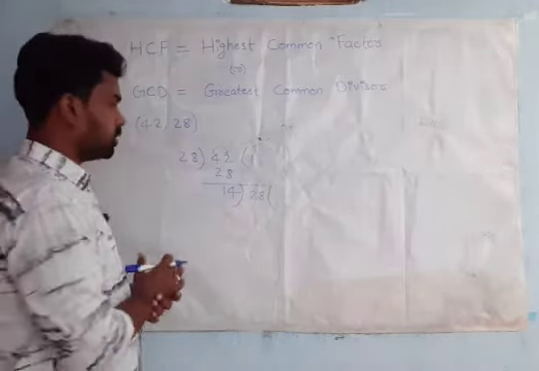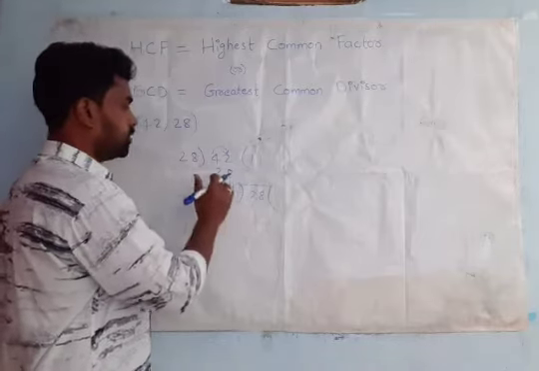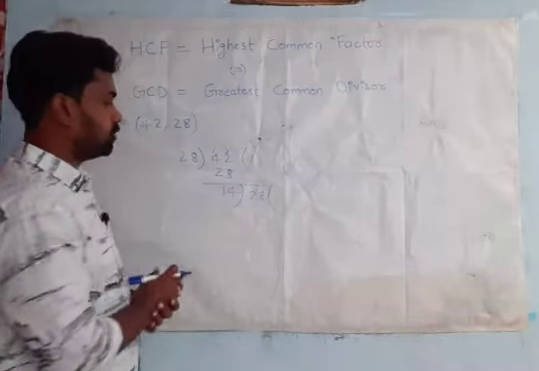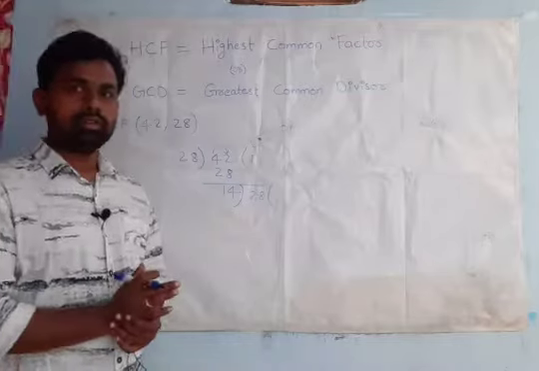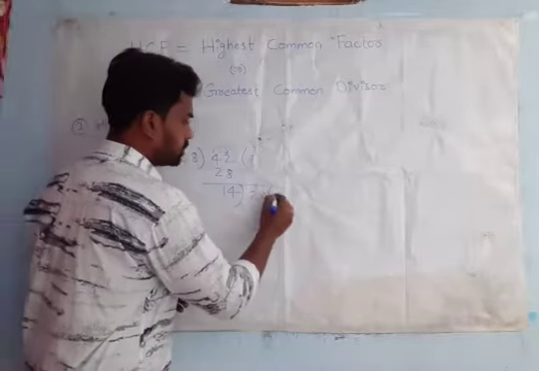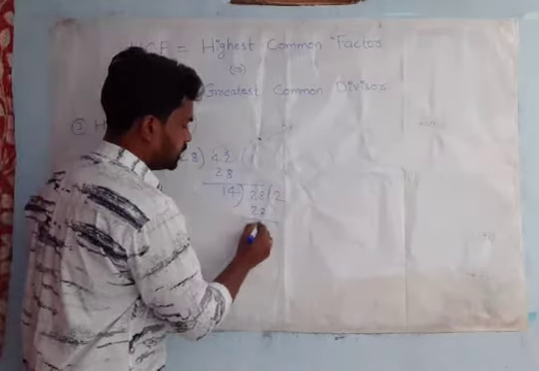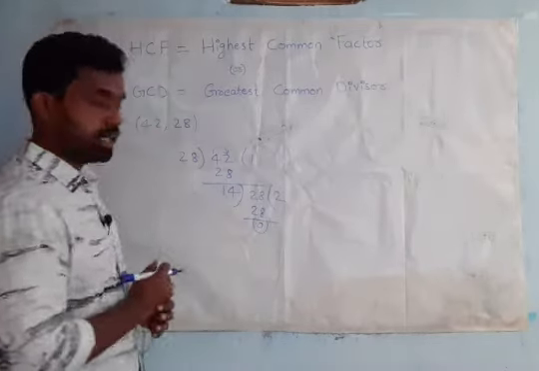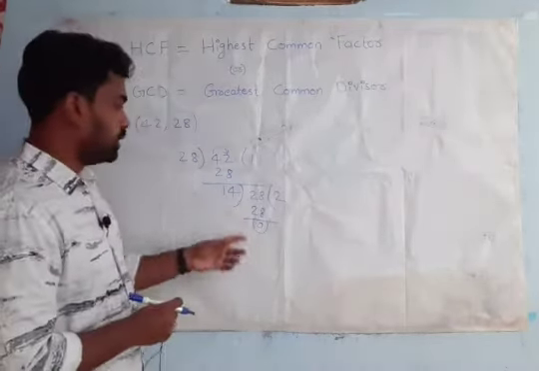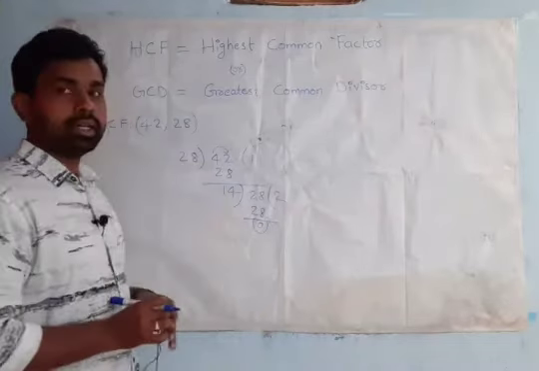Now we have to check whether 28 is present in the 14 table or not. 14 twos are how much? 28 only. So we get this value 28. 28 minus 28 is 0. Whenever you get 0 in the remainder, this divisor is the HCF.